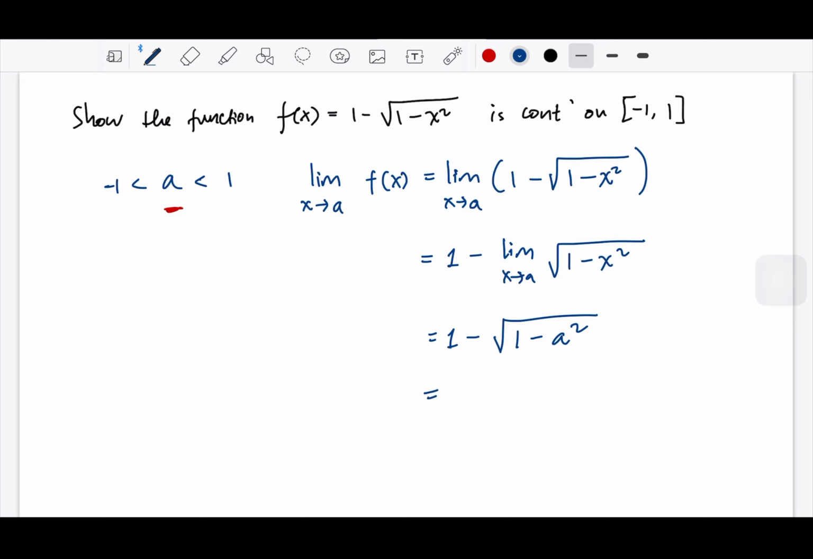It turns out that this is going to be our f of a, right? If we plug in a, it's going to be 1 minus square root of 1 minus a squared, which is the same. Our limit is the same as its function value, which means by definition, f is continuous at a if a is in between -1 to 1.